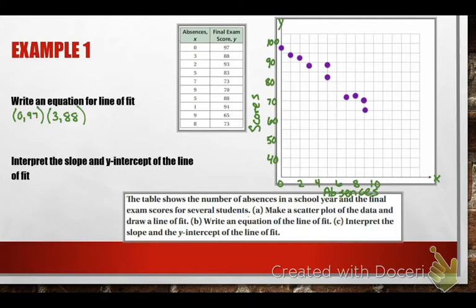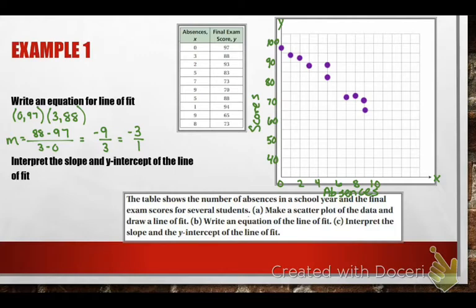Can I find a slope from ordered pairs? All right, so you guys all did that last week on your test also, right? Okay, I need you to find the slope using these 2 ordered pairs. Go ahead and do that. So did you do 88 minus 97? Did you do 3 minus 0? Negative 9 over 3 reduces to what? Negative 3 over 1. Now, so that's my slope.